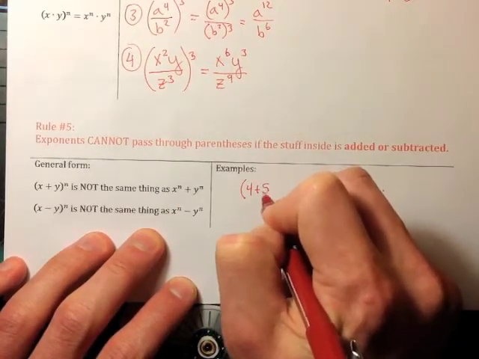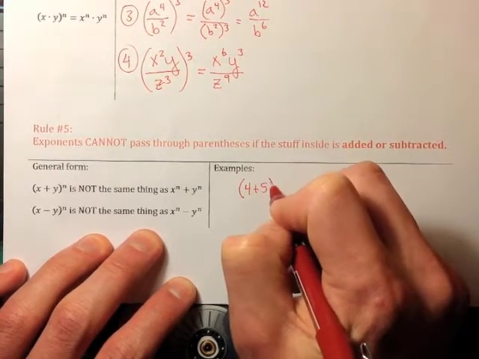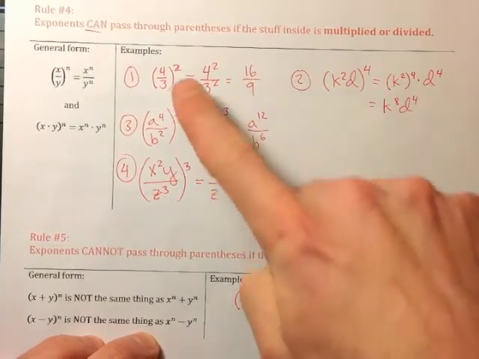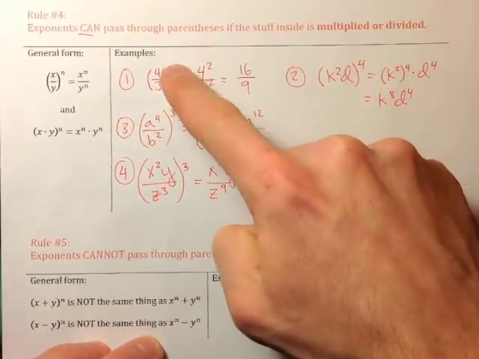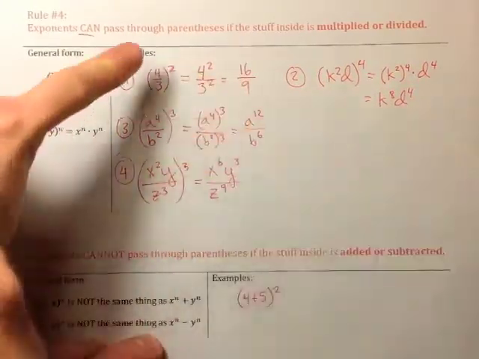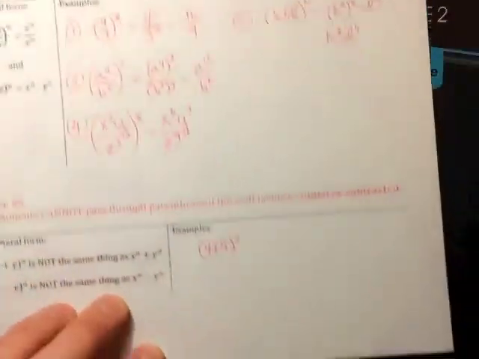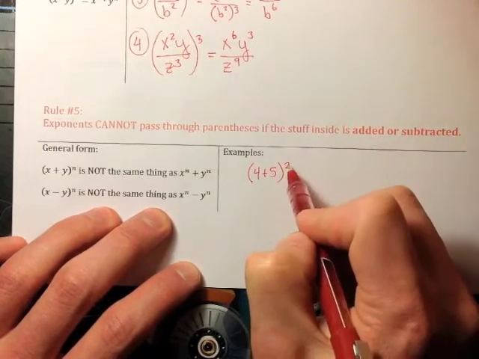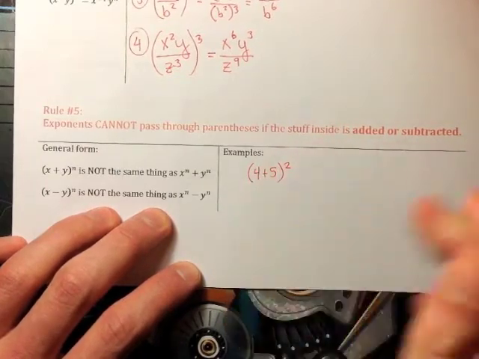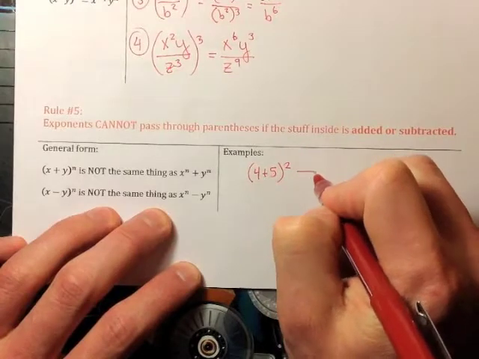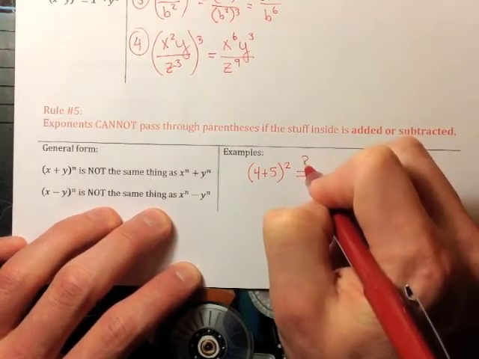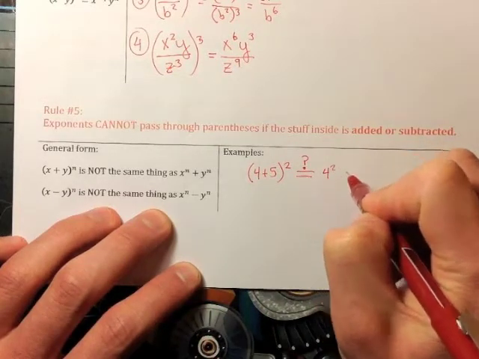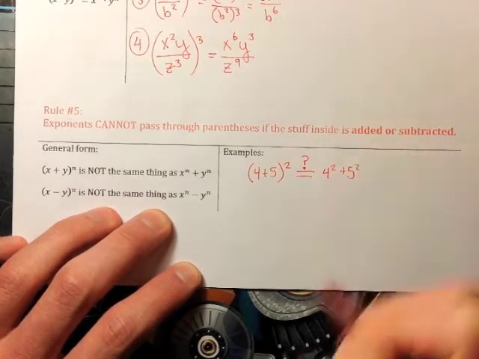4 plus 5 inside of parentheses raised to the 2nd power. Now, analogous to what we did up here, you might be tempted to bring the 2 inside of the parentheses and attach it to the 4 and to the 5. So let's make an equal sign with a question mark on top of it. Is this equal to 4 squared plus 5 squared?